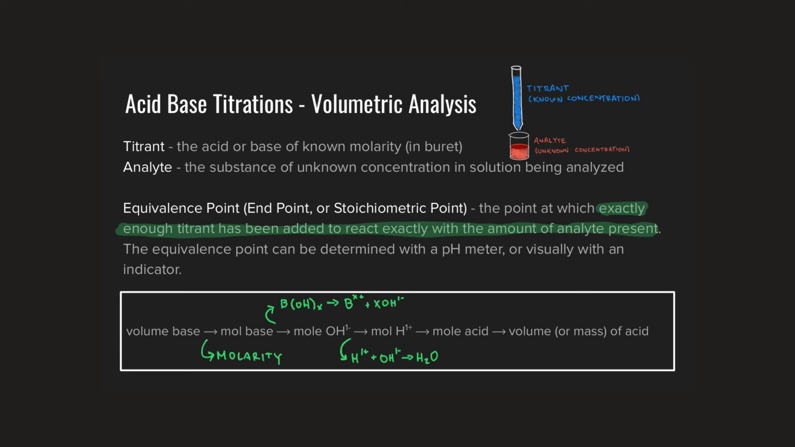Once we know moles of hydrogen ion which have reacted, we then can convert into moles of the acid that must have been present if we know the formula of the acid we're dealing with. And then we could convert into whatever else we want to convert into, like the volume of the acid if we know its molarity, or we can convert into the mass of the acid if we're dealing with a solid acid as well. So that's just a generic flow chart that we will use.